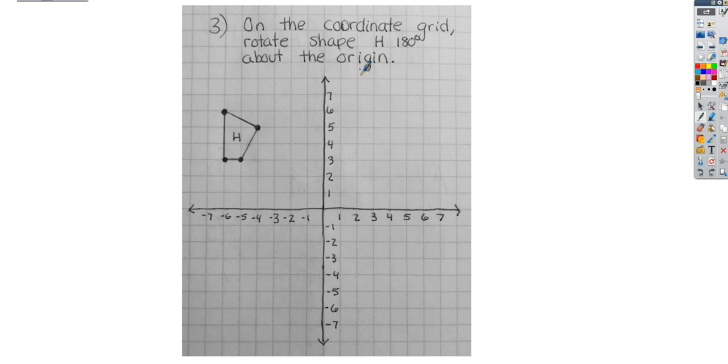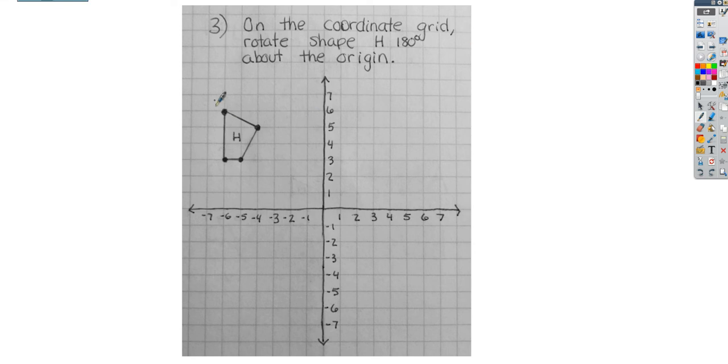Okay, this is like number 3 on the test. So on the coordinate grid, rotate shape H 180 degrees about the origin. So we're going to have to remember our rules for rotating 180 degrees. And our rule for rotating 180 degrees is just flipping the, if it's a positive number, you're going to flip it to the negative number. If it's a negative number, you'll flip to a positive number. You're doing the opposite of whatever sign it has.